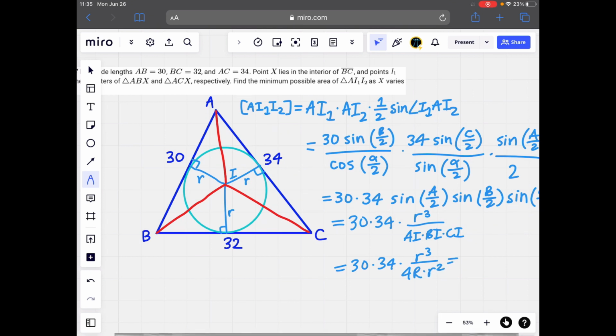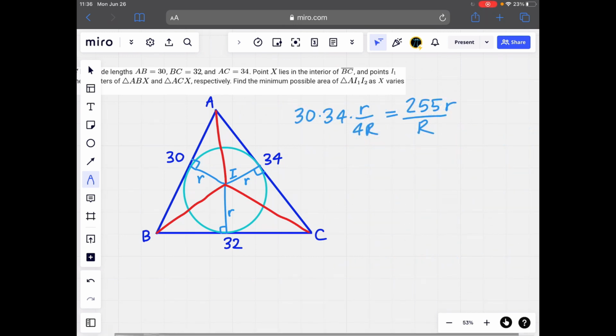That's just 30 times 34 times little r over 4 big R. This can be simplified into 255 little r over big R, where little r denotes the inradius of ABC and big R denotes the circumradius. Using well-known formulas, little r is equal to the area of triangle ABC over its semiperimeter, and big R is equal to the product of the side lengths of ABC divided by 4 times triangle ABC's area.